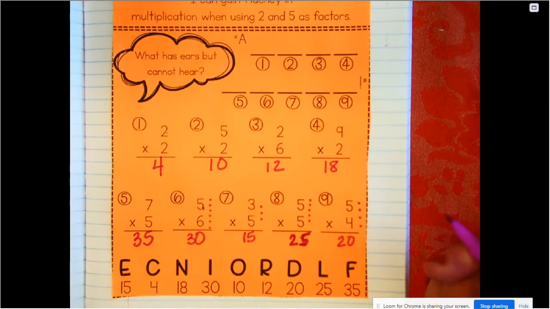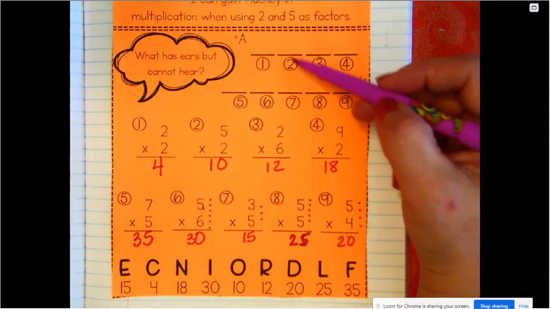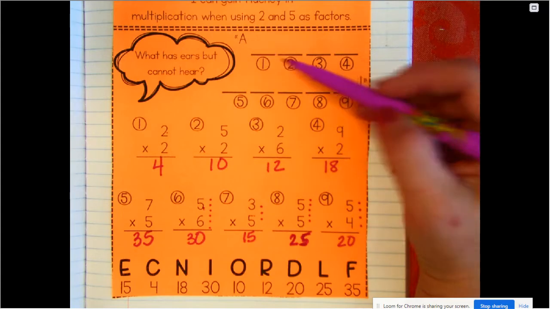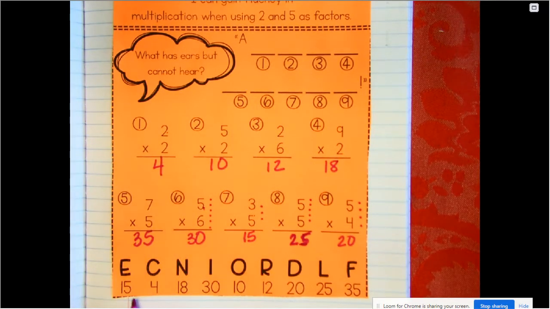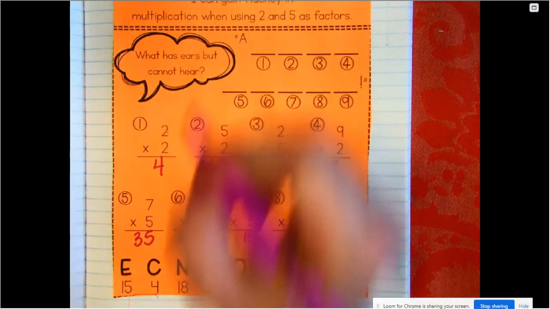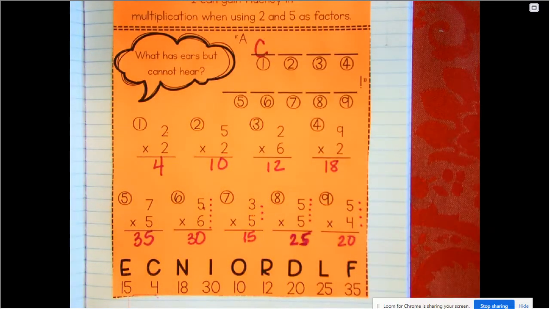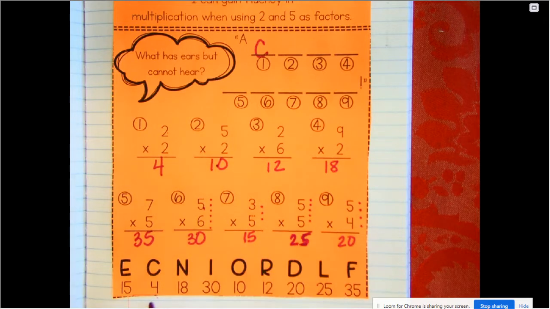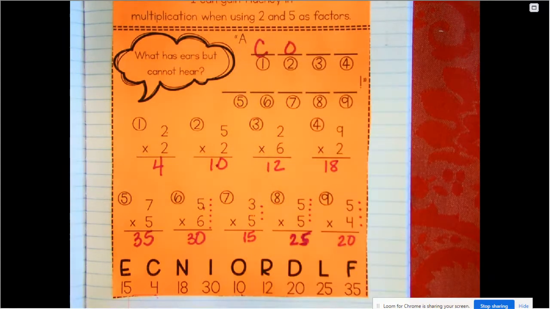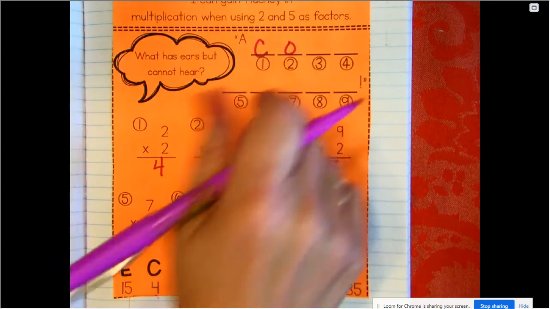All right, so once we have all of our answers written down, we're going to go back up here to the answer. It says A blank blank. We don't know. So number 1, the answer was 4. So we're going to go here. We find 4 is a C. Number 2 is 10. So we're going to find the 10, and that is O. Okay, I'm going to give you a minute to finish filling that in.